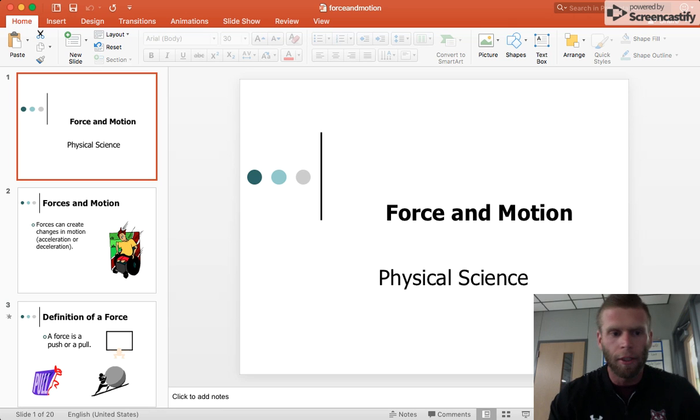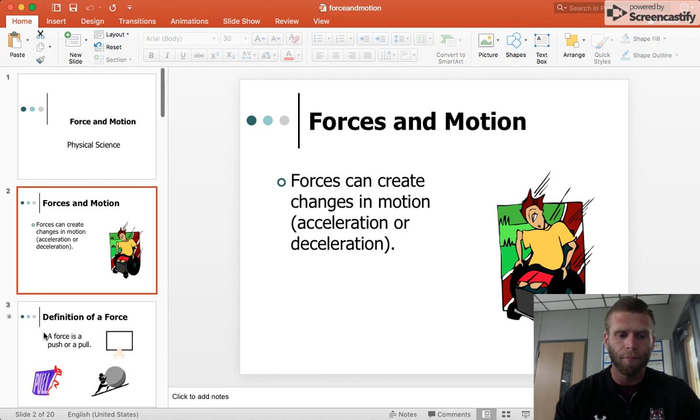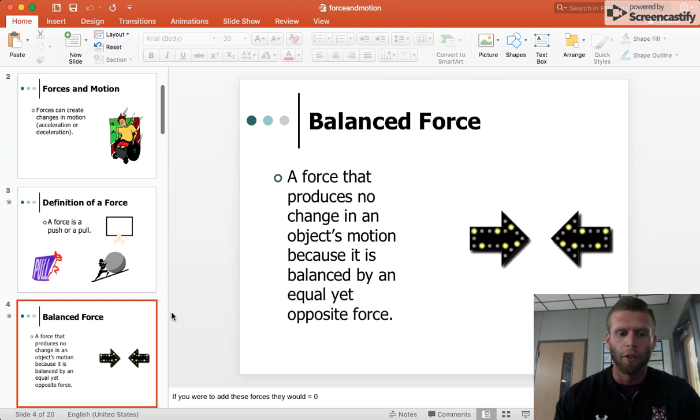All right, today we will be talking about force and motion. Forces can create changes in motion. They can cause an acceleration or deceleration, speeding up or slowing down. So, definition of a force: a force is a push or a pull.